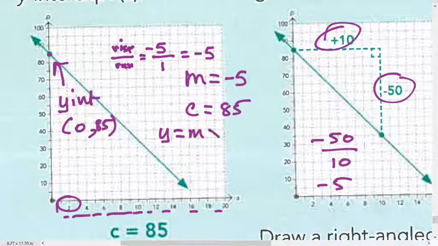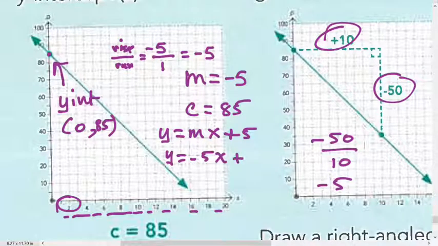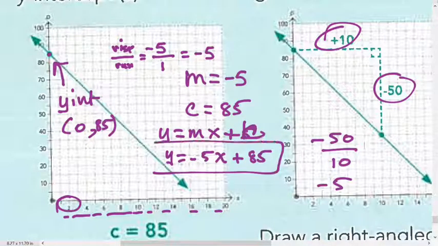y equals mx plus b. So y equals, what's my m? Negative 5. x plus, what's my c? I'm sorry, negative 5x plus c. I'll use c. I'll just call it b. So, 85. There's your equation. Your work is done.